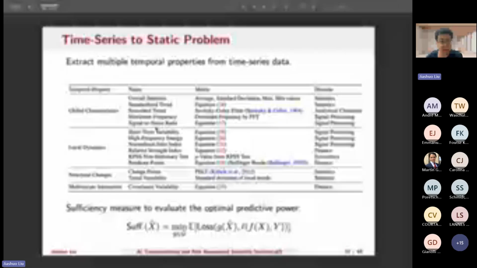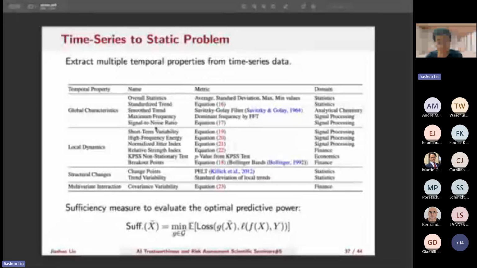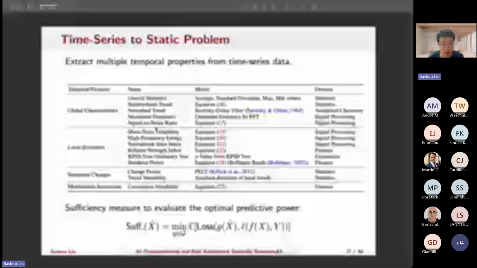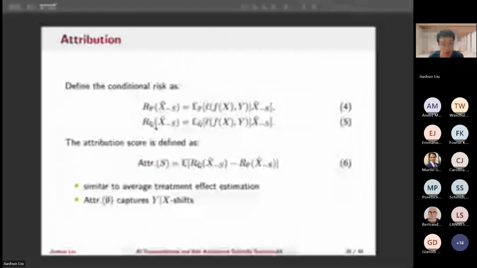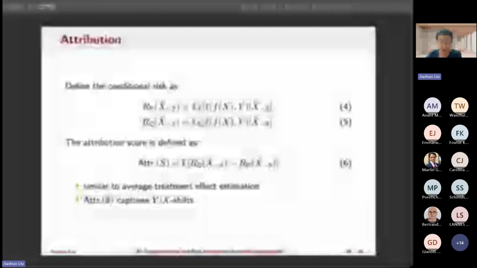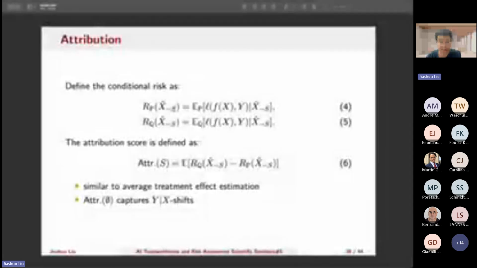First, we transform a time series prediction task into a static attribution problem. We extract multiple temporal properties from the time series data, because when doing the attribution, we can only deal with static data. For the attribution, we first define the conditional risk as this. Here x_Δ minus s means all the other features in x_Δ except the feature s. With the 2 conditional risks, the attribution score is defined as the gap between them.